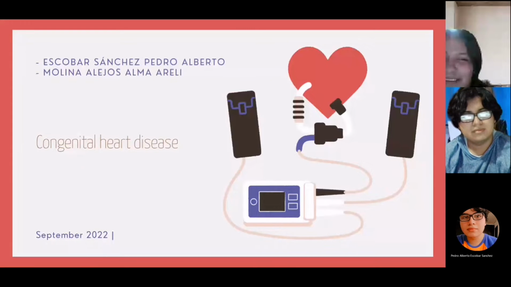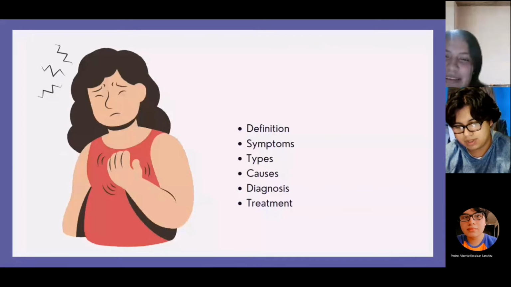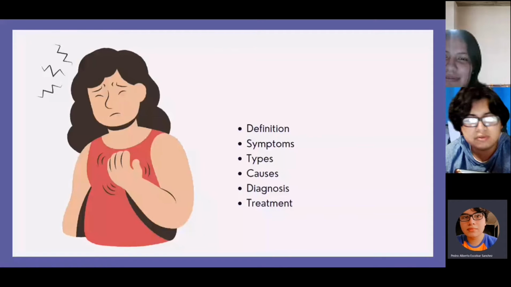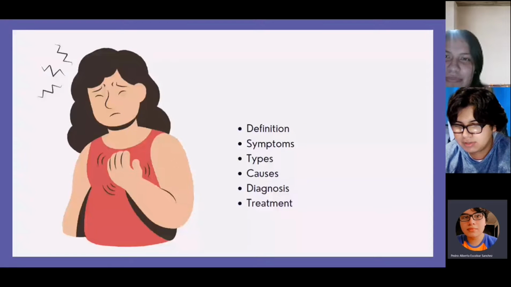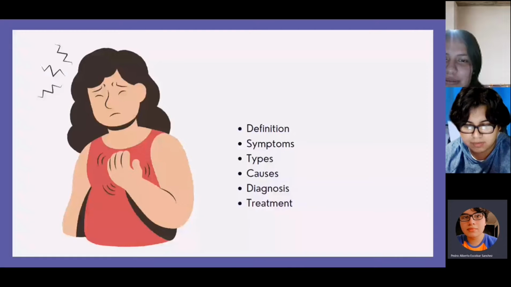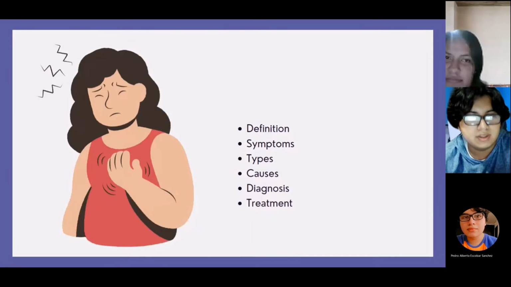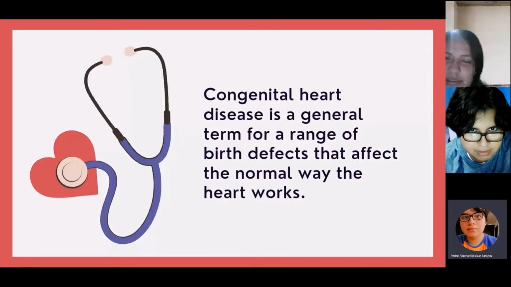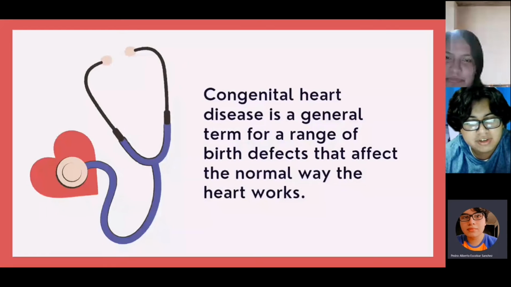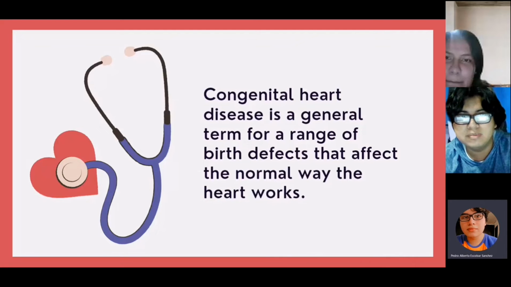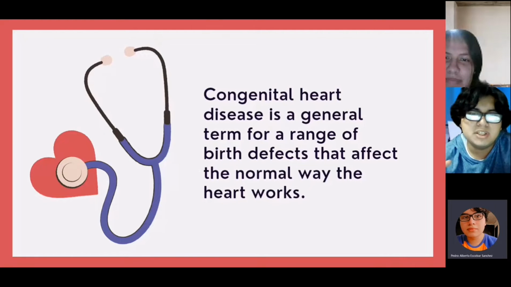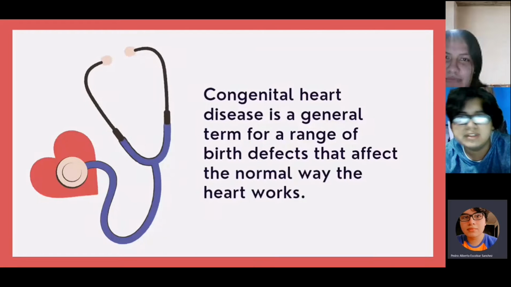Now I will speak about congenital heart disease. During this presentation, we will be discussing the following topics: the definition of the disease, the symptoms, the types, the causes, the diagnosis, and the treatment. Congenital heart disease is a general term for a range of heart defects. Congenital comes from birth defects that affect the normal way the heart works.